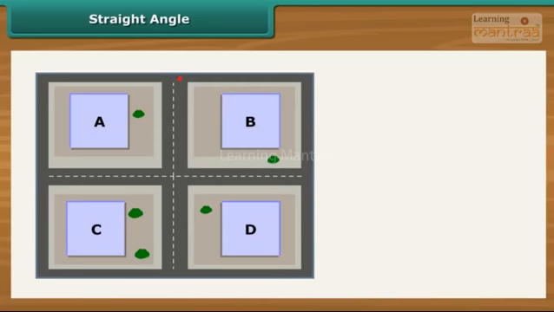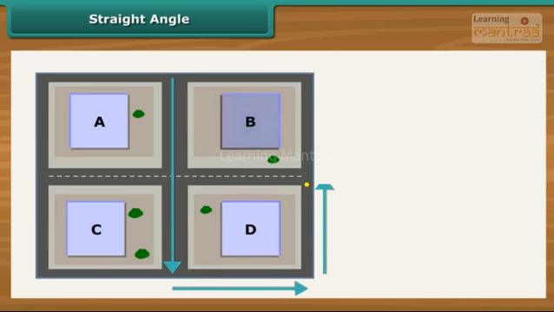Straight angle. Let us look at the second route that Rajiv takes for jogging. He jogs from pocket A to pocket C, turns left, jogs to pocket D, turns left again, jogs halfway towards pocket B, turns left once more, jogs to pocket A. When Rajiv jogs from pocket A to pocket C, he covers 2 right angles. In other words, he covers a straight angle of 180 degrees.